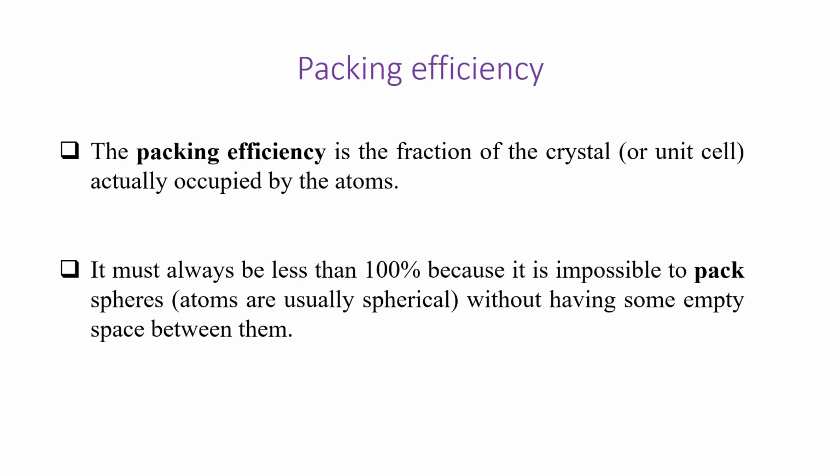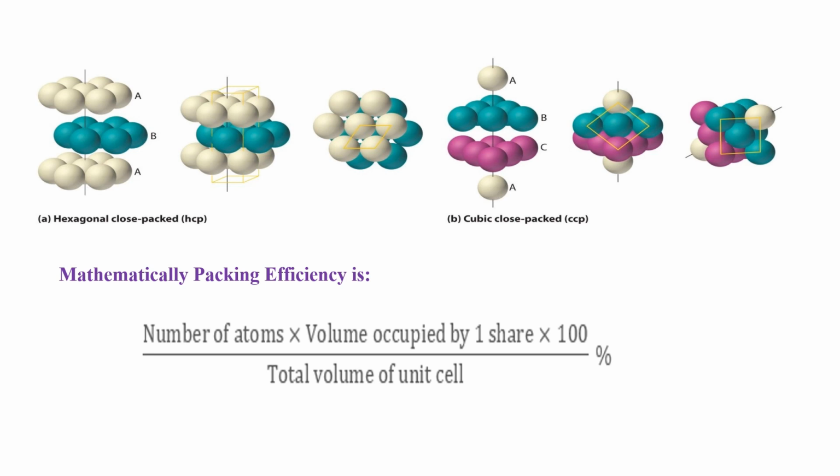Now in this slide you can see some diagrams of spheres, how they look. You can see atoms are looking like that. These atoms are completely spherical in shape, and because they are spherical, it is impossible to pack them without leaving some space between them. You can see here the hexagonal close pack and the cubic close pack structures, how they occupy the space. You can see some space is left while packing the atoms. You can observe this phenomenon in this diagram itself.